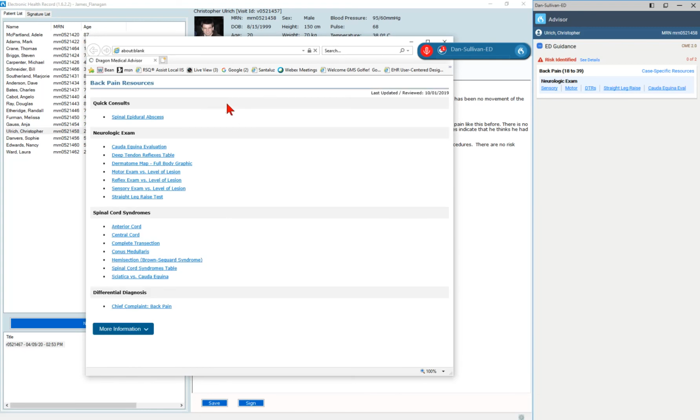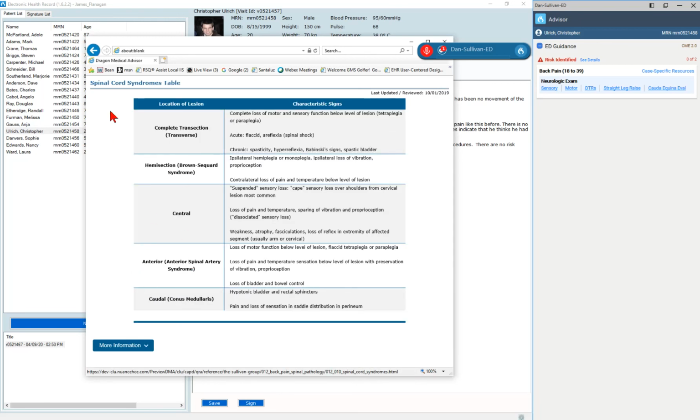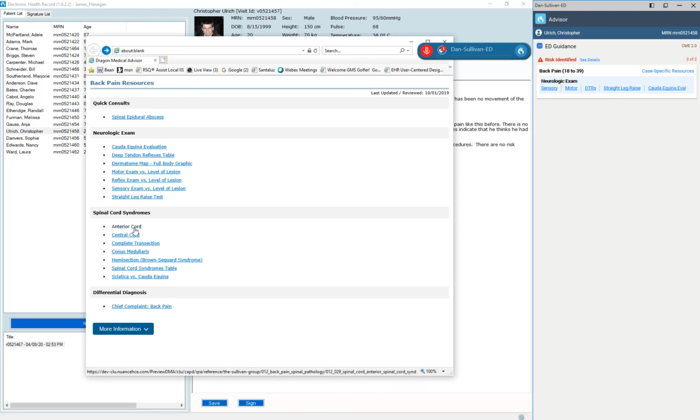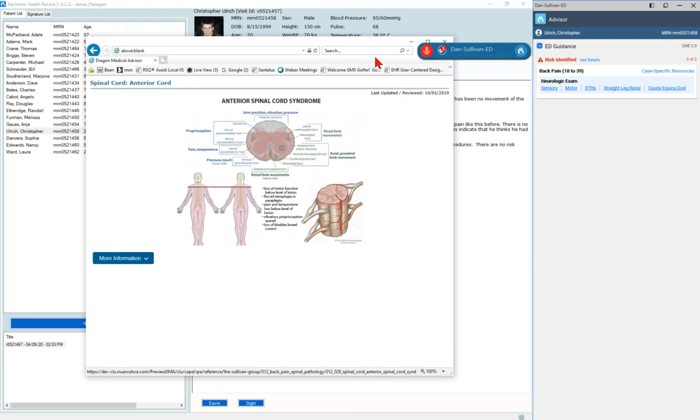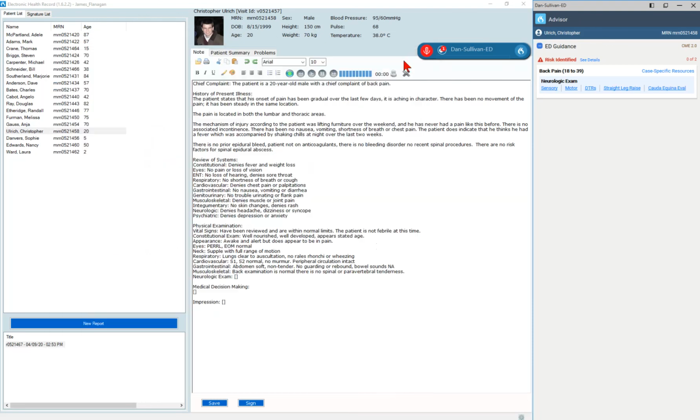Or additional non-encyclopedic resources, just what you need for back pain. What is this spinal cord syndrome you're dealing with? Maybe it's anterior cord. What does an anterior cord look like? It looks like that. So, clinical decision support inside the user interface.